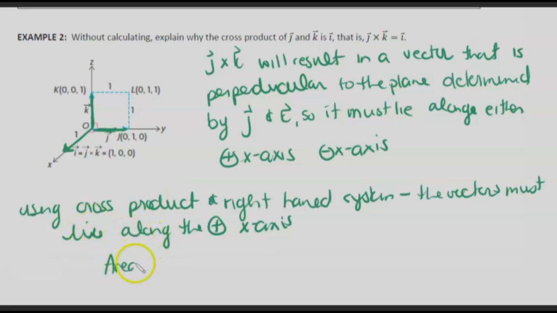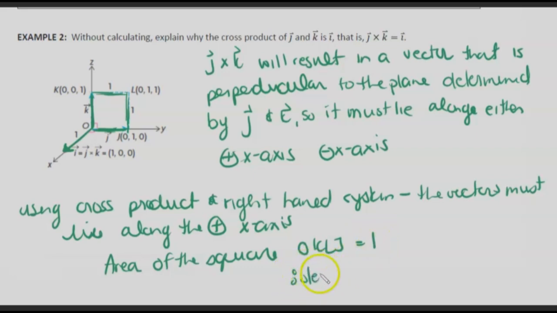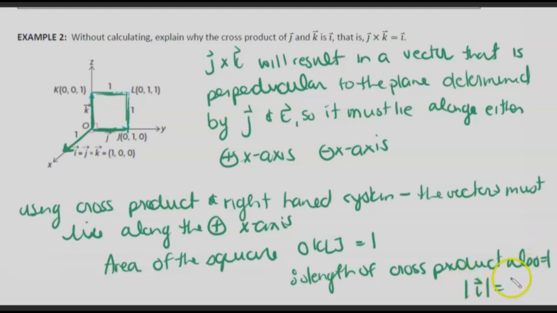Now if we think about the area of the square, remember vectors i, j, and k are all unit vectors, so they have length 1. So this is definitely going to be a square, not a rectangle. Let's name that square OKLJ. The area of the square is going to be 1, so the length of the cross product is also going to be 1. In other words, it's going to be vector I.